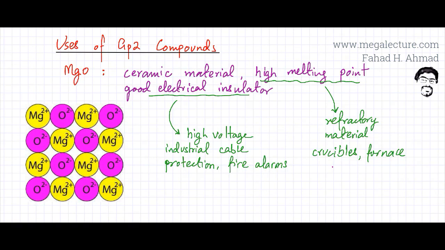Similarly, because it is a good electrical insulator, it is used as protection for high voltage industrial cables, and you can also use it to make fire alarms because it has a high melting point and is not going to conduct electricity, so it would be suitable for protecting these cables.